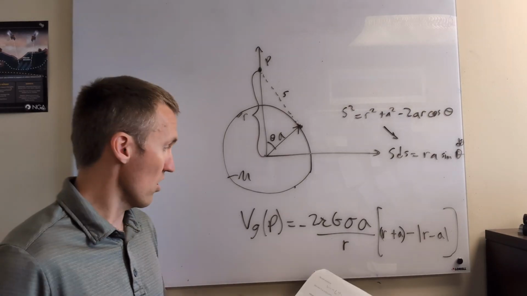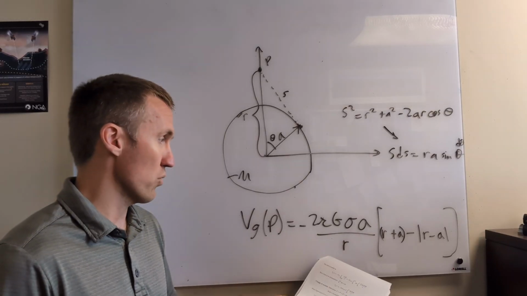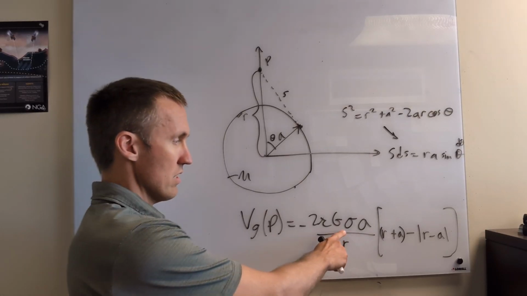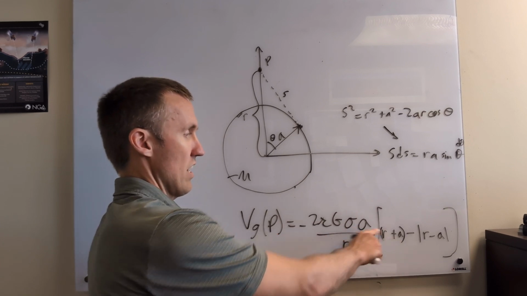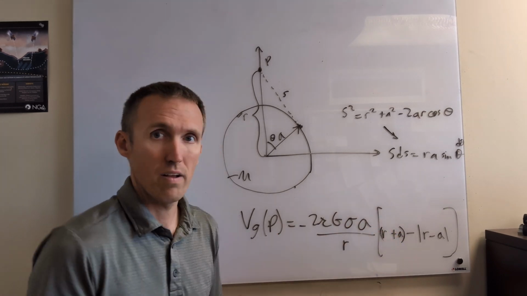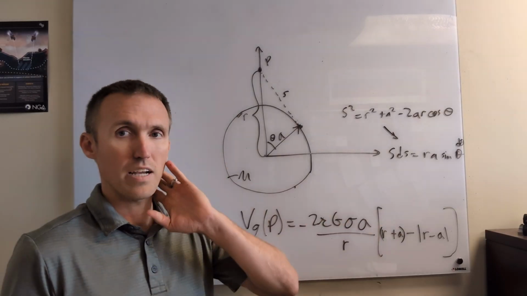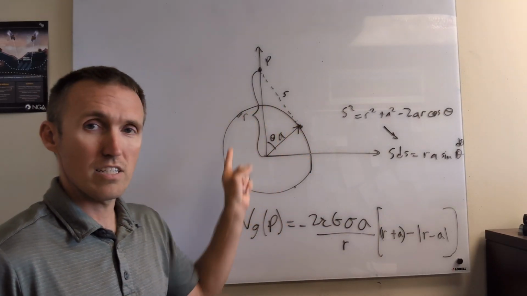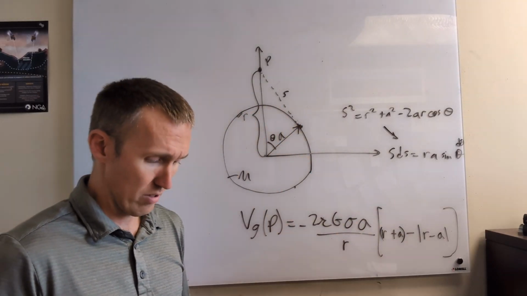So we see our 1 over r term as we expect for the potential. We see the density times an area. So this is a length scale, and this is a length scale, so that's going to be an area. So density times that area is going to be related to the mass of that spherical shell.